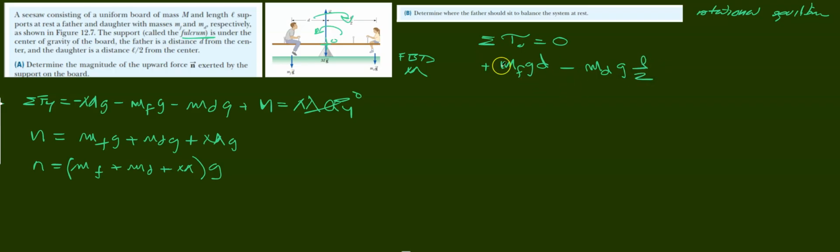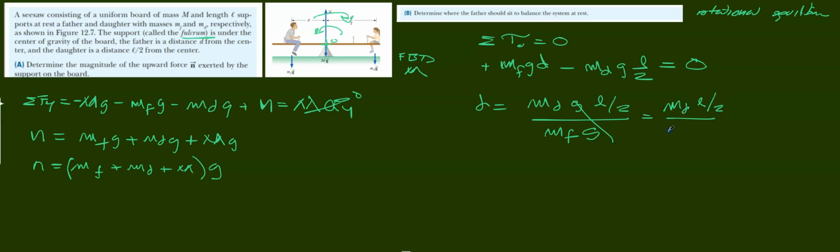And these two together need to balance. They need to cancel each other out. So together, they give you 0. And this tells you where the father needs to be sitting. It needs to be sitting there. Well, at this location. If we had numbers, here we plug the numbers and we will know exactly where the father needs to sit to make sure the seesaw doesn't rotate.